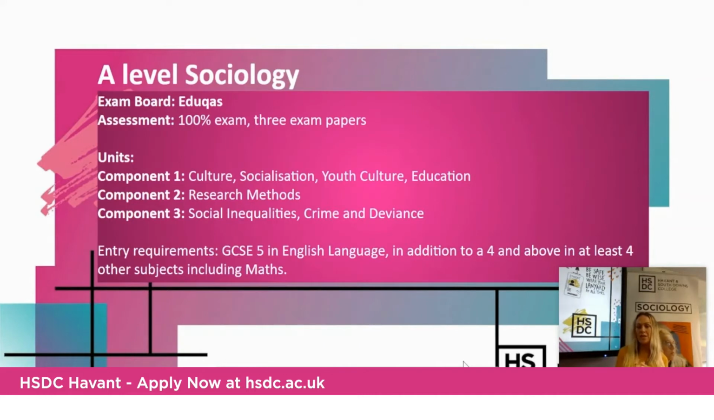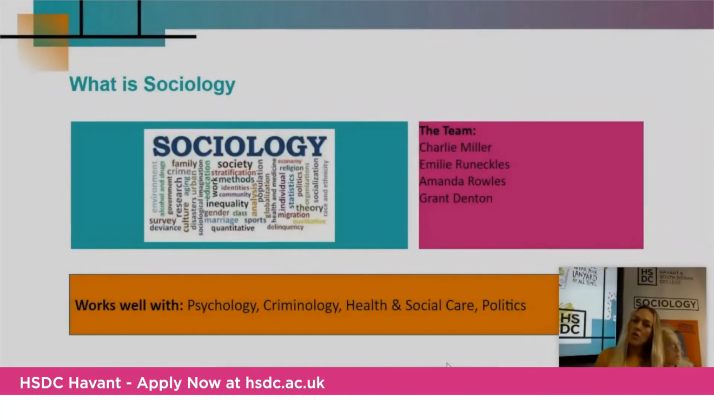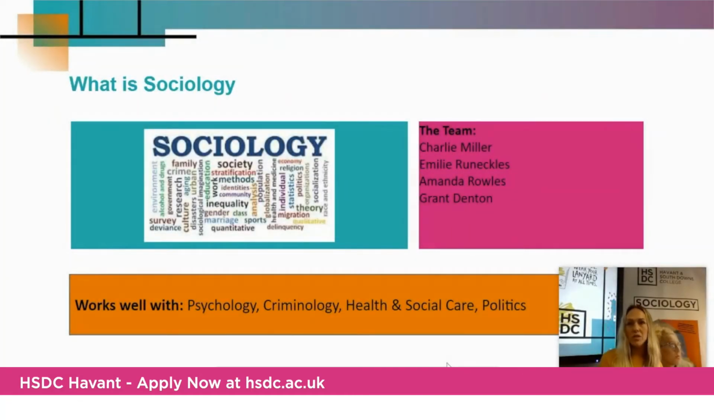You will take 3 exams at the end of the 2 years, 1 exam for each of the components. Component 1 is culture, socialisation, youth culture and education. Component 2 is research methods and component 3 is social inequalities, crime and deviance, which predominantly we study in the 2nd year. A question we often get asked in open evening is, what is sociology?